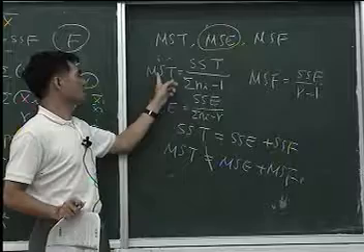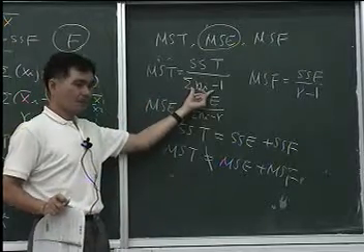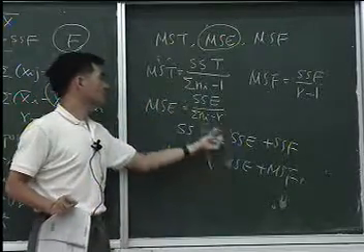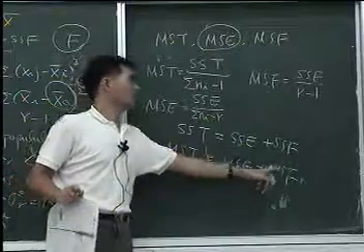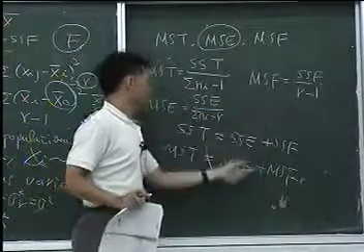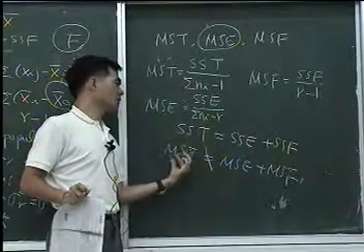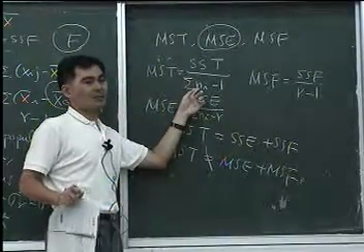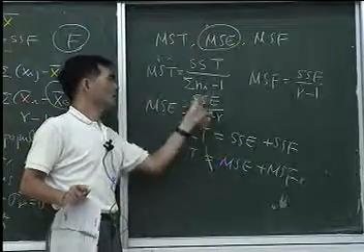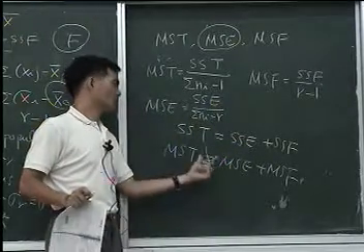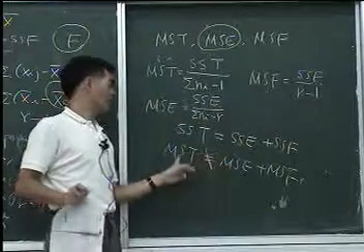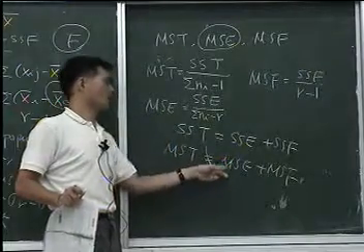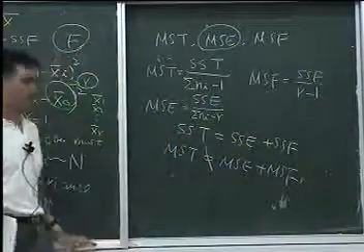So this one, MST, is divided by this number, right? And this one is divided by this number. And that one is divided by this number. If this equation is going to hold, it has to be divided by the same number, right? But it's divided by different numbers. So it is not equal to that. MST is not equal to MSE plus MSF, okay?